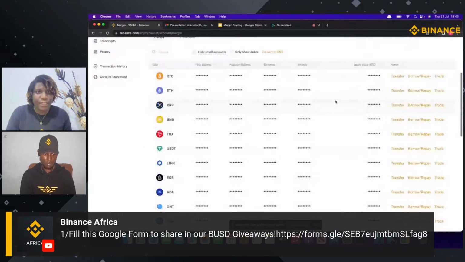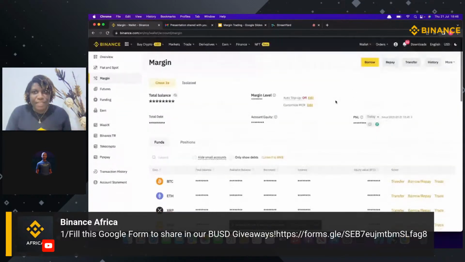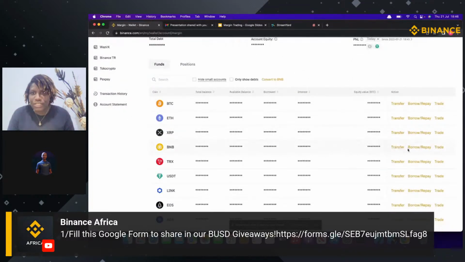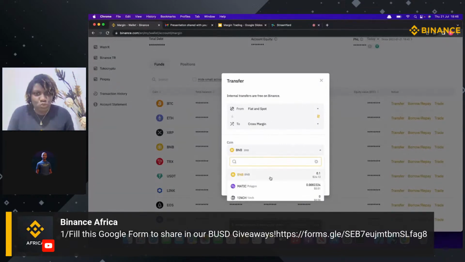So when we come here to transfer, you know which particular assets you want to transfer. Probably let's say I want to buy BNB, right? So I have some BNB in my spot wallet, and I want to transfer that into my margin wallet. So I come to BNB here, and you see that we have many options beside every asset. We have transfer, we have borrow and repay, and we have trade. So I can click on transfer. You are given the options to transfer from your fiat and spot to your margin.